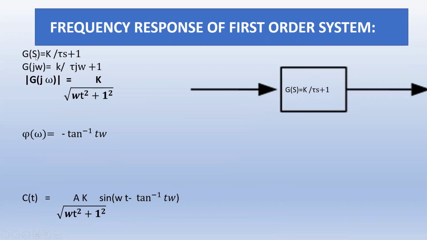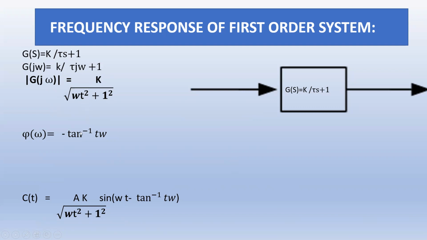If we substitute s equal to j omega in this equation, what we have is the frequency response of the system. The frequency response of this first order system is K over tau into j omega plus 1. So this is a complex number. If we find the magnitude of this complex number, we have K, which is the real number, in the numerator, and in the denominator we need the magnitude of the complex number, which is the square root of 1 plus omega square tau square.